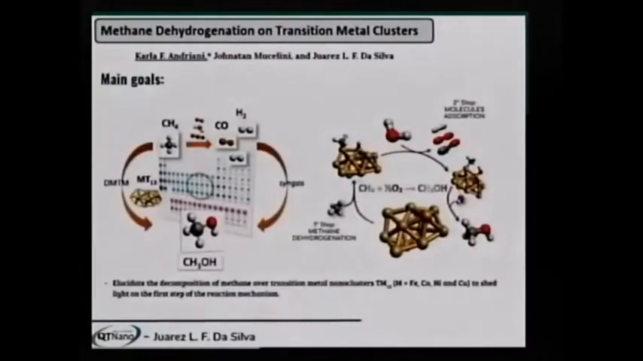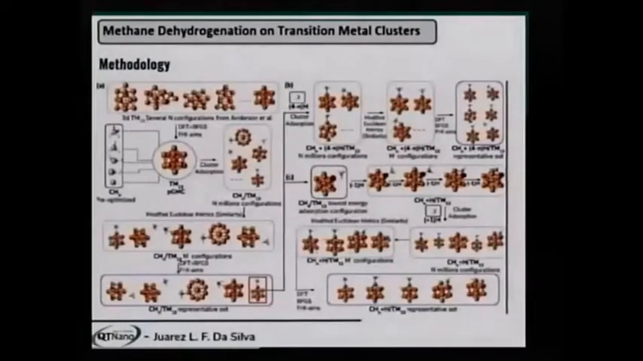Our main goal here was to understand the methane hydrogenation on a 3D transition metal cluster of 13 atoms. We chose iron, copper, nickel, and cobalt to start. And we applied different methodologies to achieve not only thermodynamic properties but also kinetic properties.